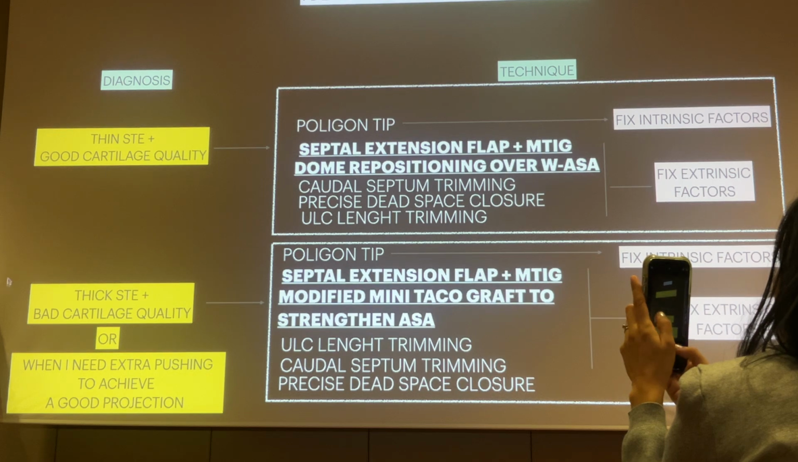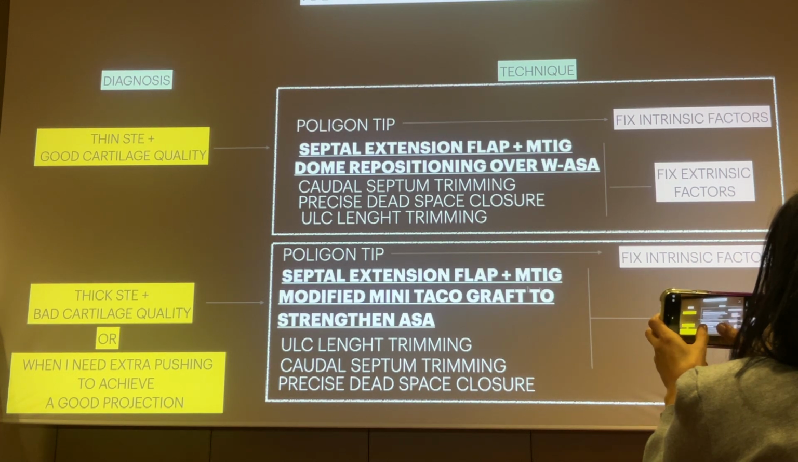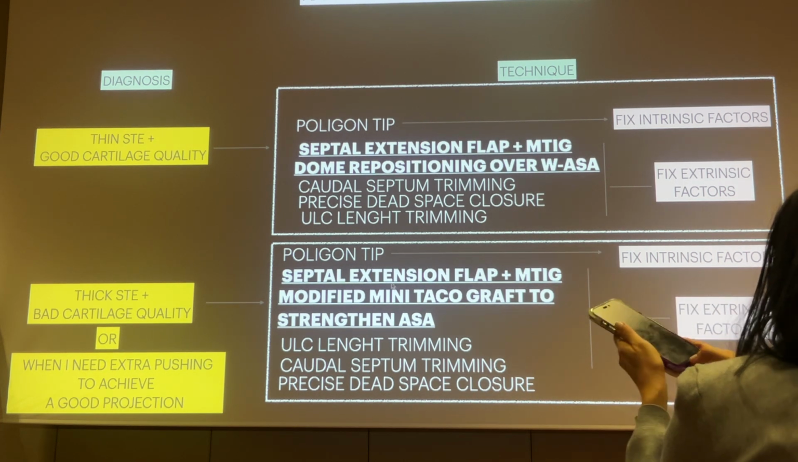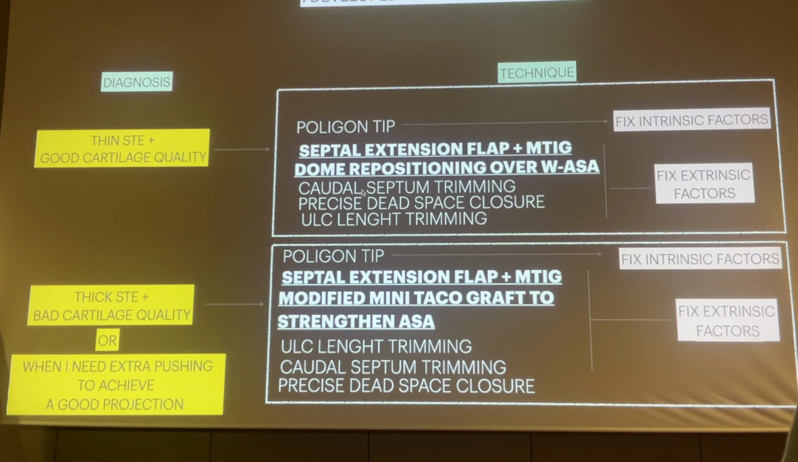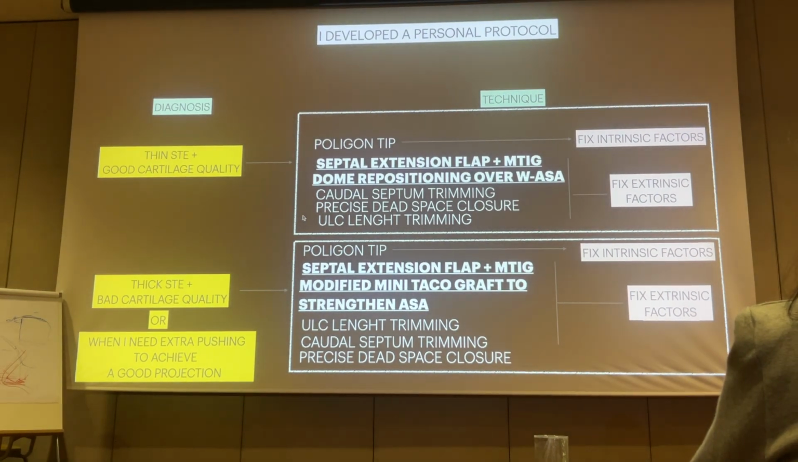If I have thick skin patient, bad cartilage quality, or when I need extra push, then I do, for the intrinsic factor, always polygon tip, but for the extrinsic factor, I like to do septal extension flap plus membranous tongue groove with a modification of the tachograft to make a strong wasa segment. And of course, remember all I said about caudal septal trimming, dead space closure, upper lateral cartilage.